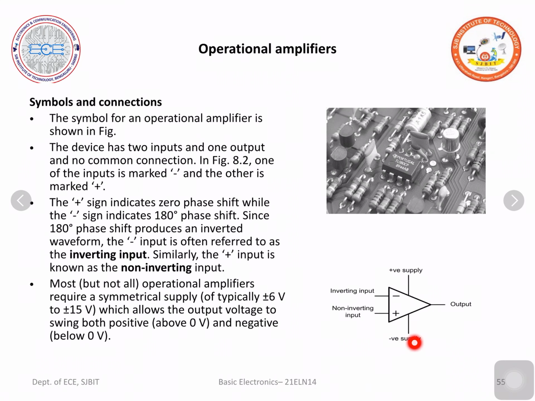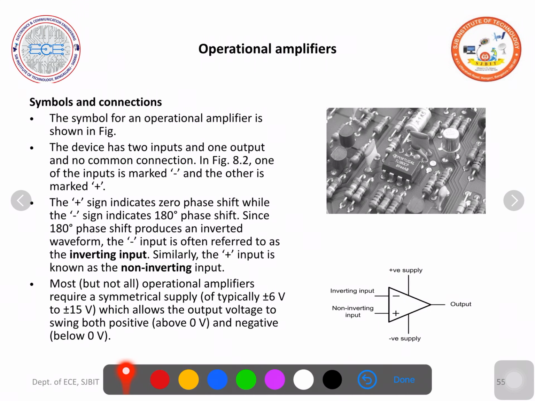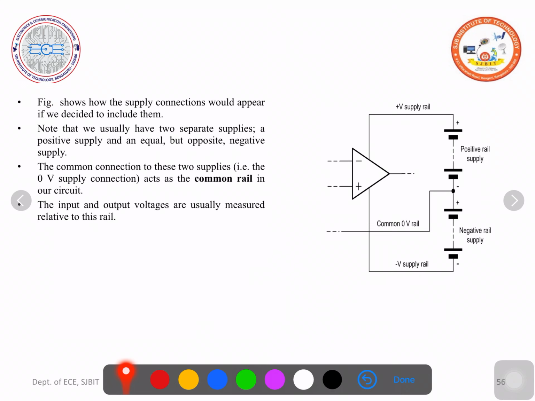This diagram shows how the supply connections would appear if we decided to include them. Usually even if you don't include the positive supply and negative supply, there is no issue. But it is better to write the positive supply and negative supply. In a bigger circuit, if the circuit diagram is huge, then we can neglect this. But neglecting this doesn't mean that we don't connect the supply; the supply will always be there.